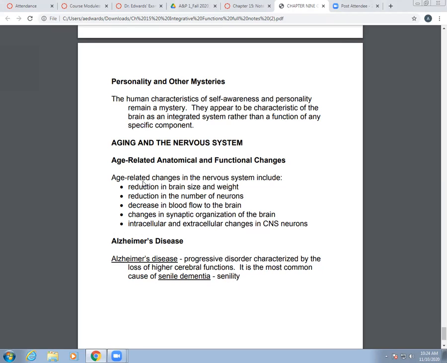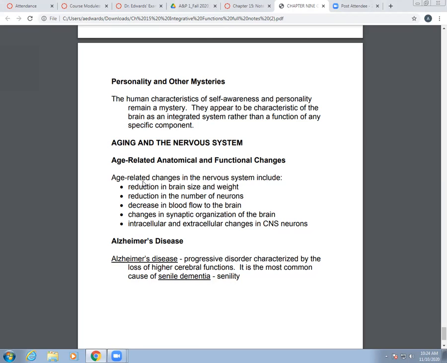Okay. So how does aging affect your nervous system? Well, as you age, your brain size and weight gets smaller. Your neurons decrease in number. You get decreased blood flow to your brain. And you get changes in how the synapses are organized in your brain as you get older. You also have intracellular and extracellular changes in the central nervous system neurons.